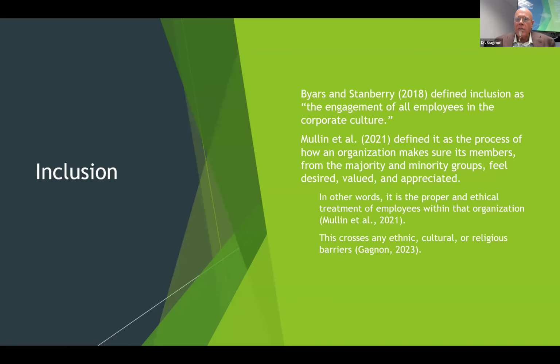Inclusion. Byers and Stanberry defined inclusion as the engagement of all employees in the corporate culture. Mullen et al. defined it as the process of how an organization makes sure its members from the majority and minority groups feel desired, valued, and appreciated. In other words, it is the proper and ethical treatment of employees within that organization that crosses any ethnic, cultural, or religious or gender barriers. Inclusion needs to cross all these barriers.